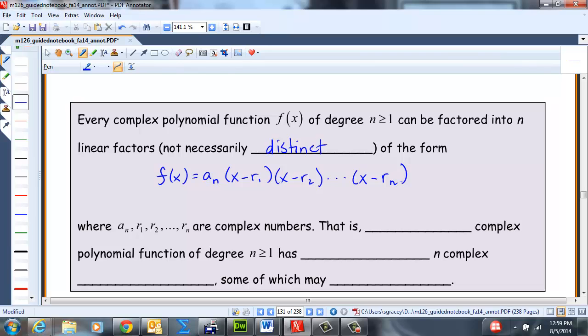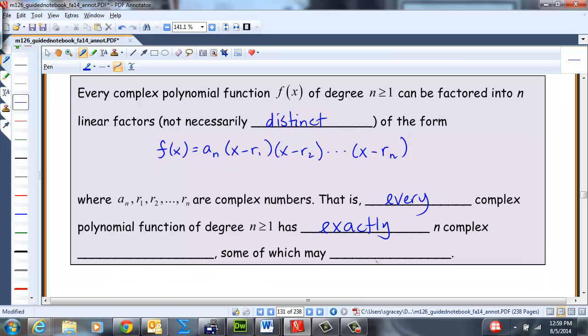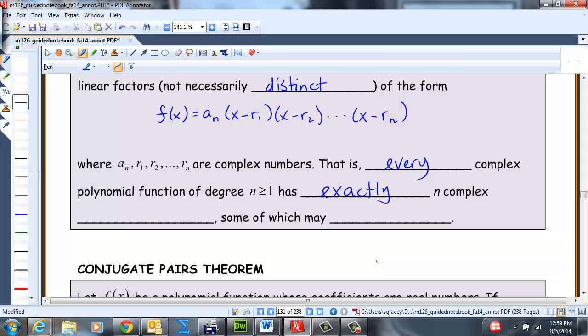So what does that mean? Every complex polynomial function of degree n greater than or equal to 1 has exactly n complex zeros. So before we were finding real zeros, and we didn't always have as many zeros as the degree of the polynomial, but you will always have as many zeros as the degree of the polynomial when you're in the complex number system. And that's what this is saying. And you could have repeated zeros.